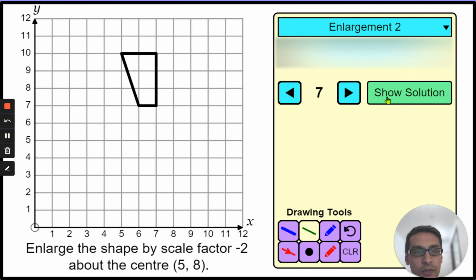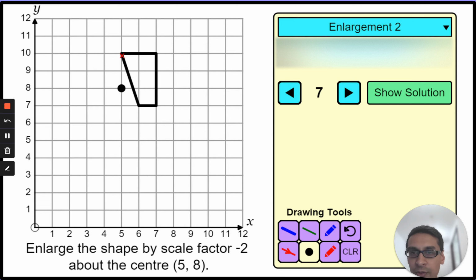So first of all, we've got an enlargement, a scale factor -2 about the center 5,8. So first of all, find the center of enlargement, 5,8 is there. And then we're going to go from the center of enlargement to the vertex of the shape. So in this first example, if we go 2 up, instead we're going to go 4 down. So we're going to do the opposite because it's negative, and you're going to do it twice. So instead of going 2 up, we're going to go 4 down. So 1, 2, 3, 4.